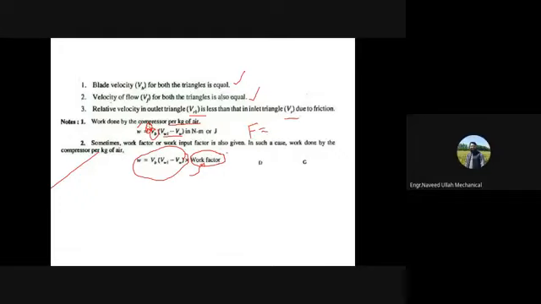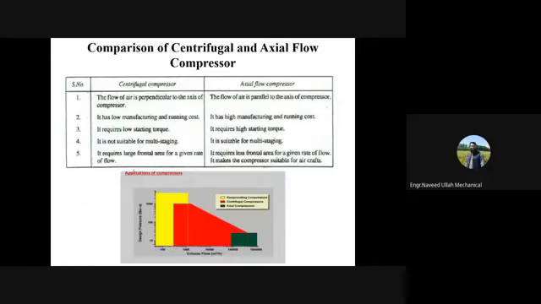ठीक है, यानी एक्चुअली जो है ना आपके पास वर्क डन जो है वो कम होगा, लेकिन वर्क फैक्टर जो है ना इसको थोड़ा सा बढ़ाएगा कि वर्क डन जो है ना इसमें ज़्यादा वो हुआ है. ठीक है, तो दिस इज एक्चुअली द फार्मूला एंड देयर आर सम, दिस इज सम स्लाइड दैट इज कंपैरिजन ऑफ सेंट्रीफ्यूगल एंड एक्सियल फ्लो कंप्रेसर. सेल्फ एक्सप्लेनेटरी है, आप खुद से देख सकते हैं. बहरहाल द सेंट्रीफ्यूगल कंप्रेसर एंड दिस इज एक्सियल फ्लो कंप्रेसर.